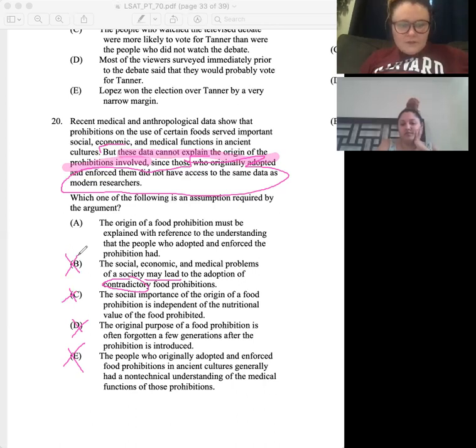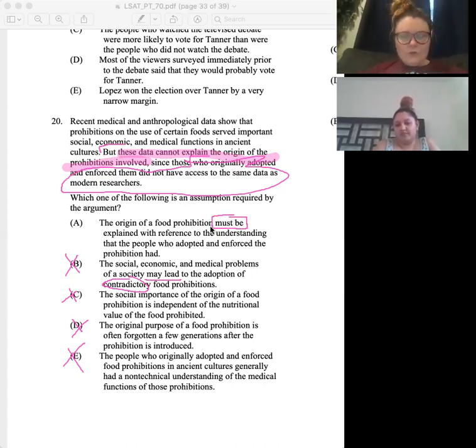A, the origin of a food prohibition must be explained with reference to the understanding that people who adopted and enforced the prohibition had. See, this one's hard because it does go strong. And I don't love that unnecessary assumption questions. That makes me cautious.